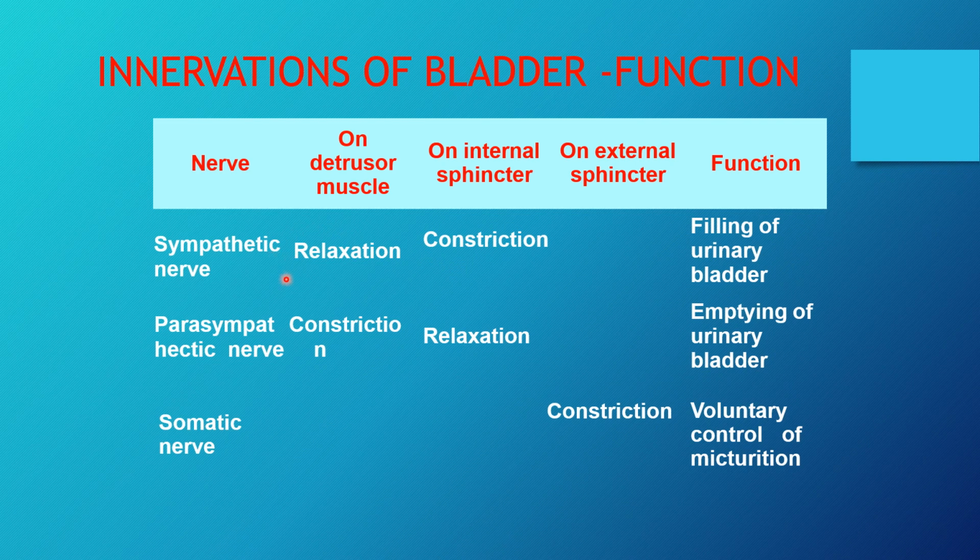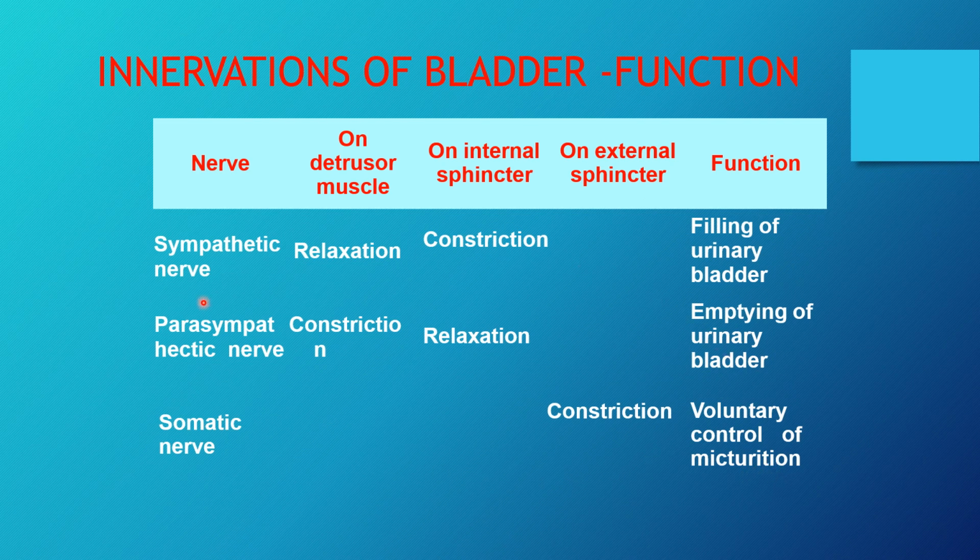And this is one more table showing the different actions of the nerves. Sympathetic nerve causes relaxation of the detrusor and constriction of the internal sphincter, causing filling of the bladder. And parasympathetic nerve causes constriction of the detrusor and relaxation of the internal sphincter, causing emptying of the bladder. And somatic nerve causes constriction of the external sphincter, and it causes voluntary control of the micturition.